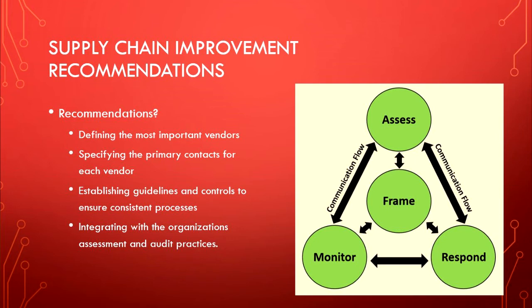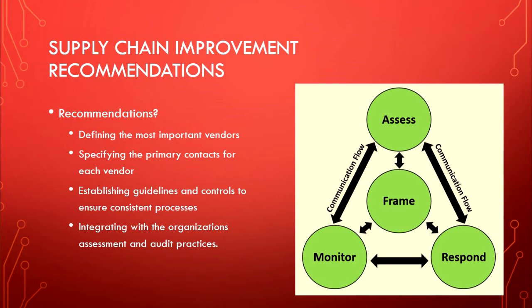So starting with number 1 here, defining the most important vendors. We want to make sure that we control who we speak to and who they are and who has access to us. So we want to define the most important vendors. Specifically, we want to specify the primary contacts for each vendor. We want to know who the vendors are, and who we're going to talk to specifically.